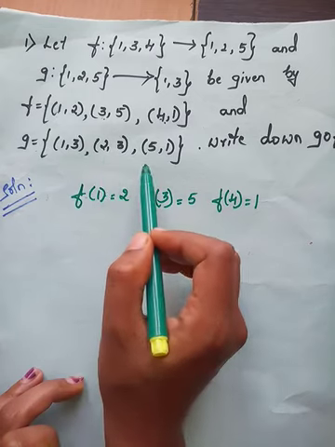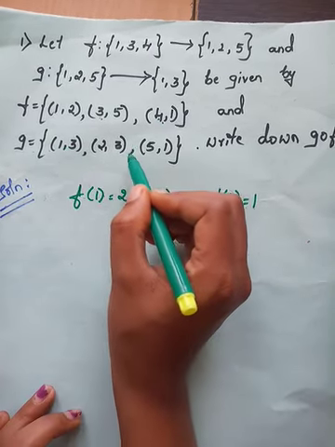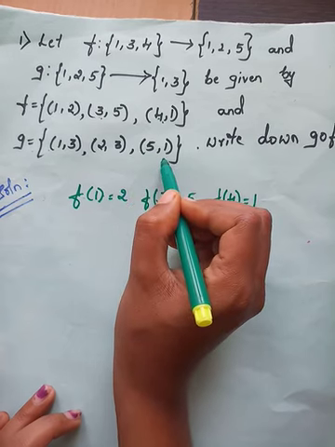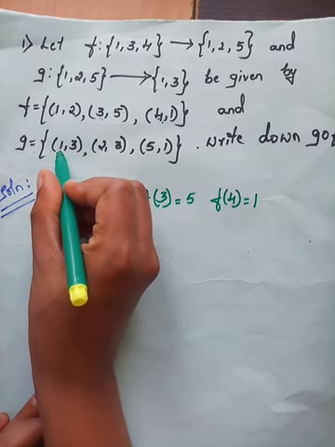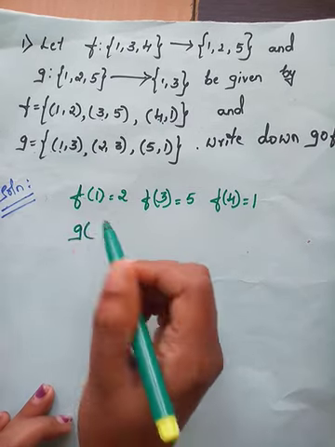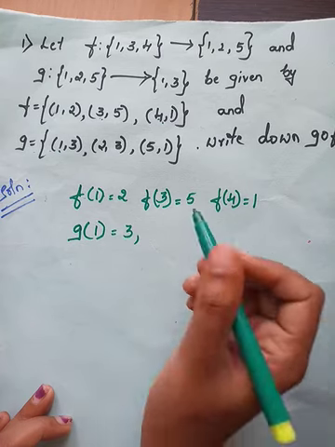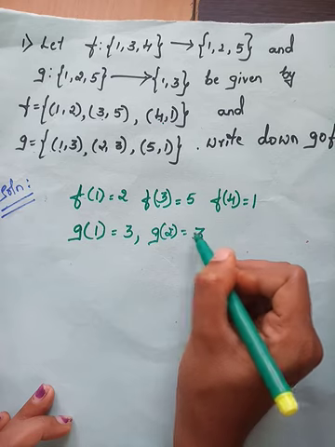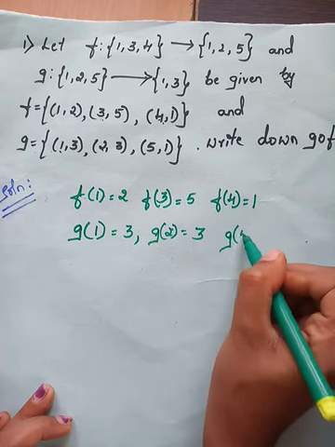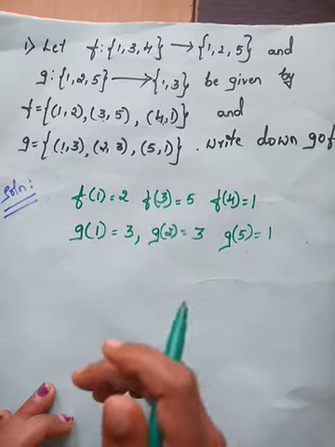Okay, similarly, what about G? G has ordered pairs (1, 3), (2, 3), (5, 1). So what does that mean? What is the first element in the first ordered pair? G of 1 is equal to 3. Then G of 2 is equal to 3. And then G of 5 is equal to 1. Okay. So now we have these things.